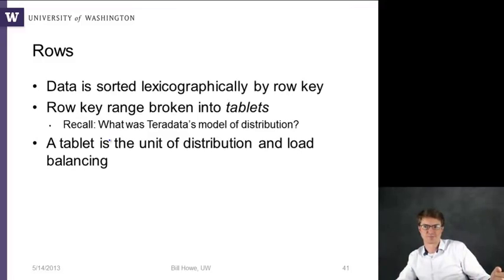Okay. So pros and cons. All right, so the tablet here is the unit of distribution and load balancing. So they'll move tablets between servers as things start to get unbalanced, right? If your key range is January, February, March, April, May, and there's a whole lot of data coming in for March, they'll split that into multiple tablets and start moving those tablets around between servers in order to balance things.